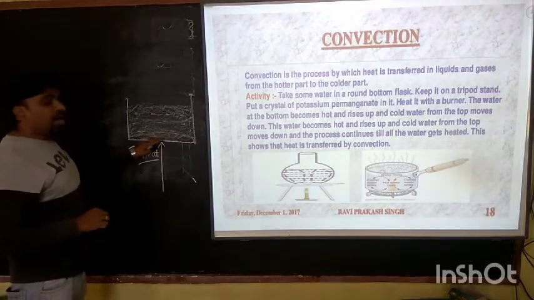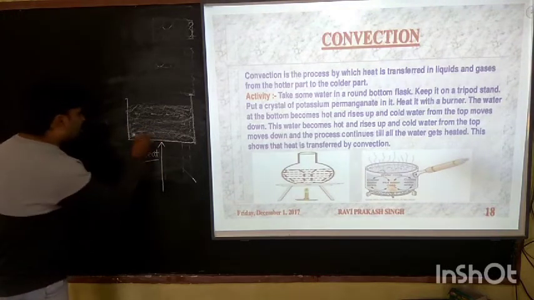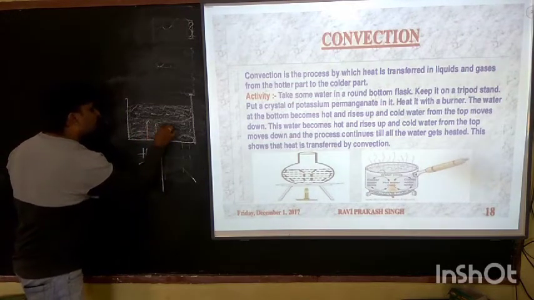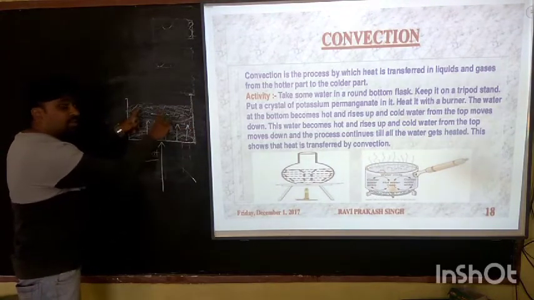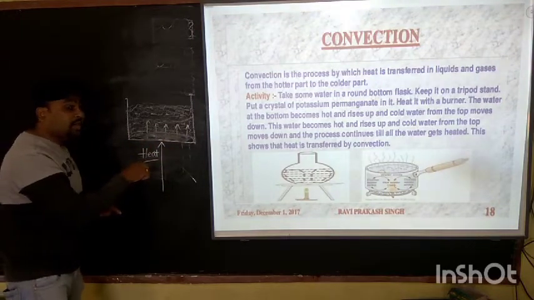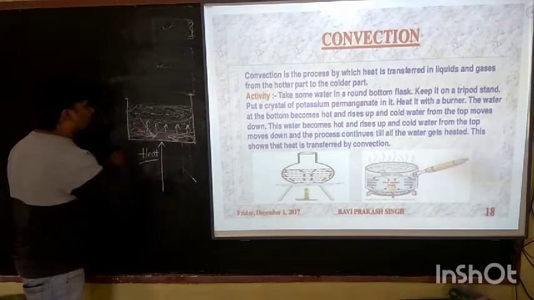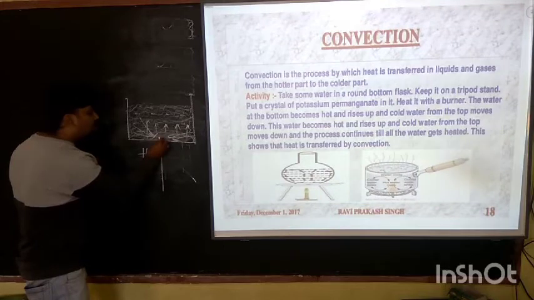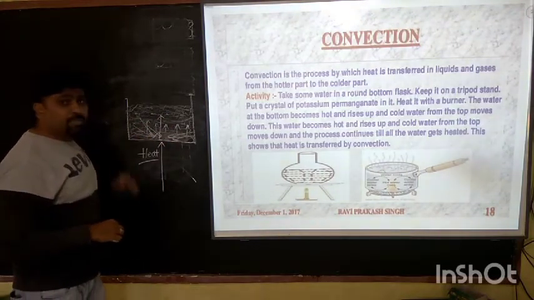When the water at the bottom becomes hot, at that time the hot water will rise up. This kind of hot water will rise up. Cold water will enter the empty place. Again with continuous heat, this becomes hot water, again it rises up, and again cold water enters that place.